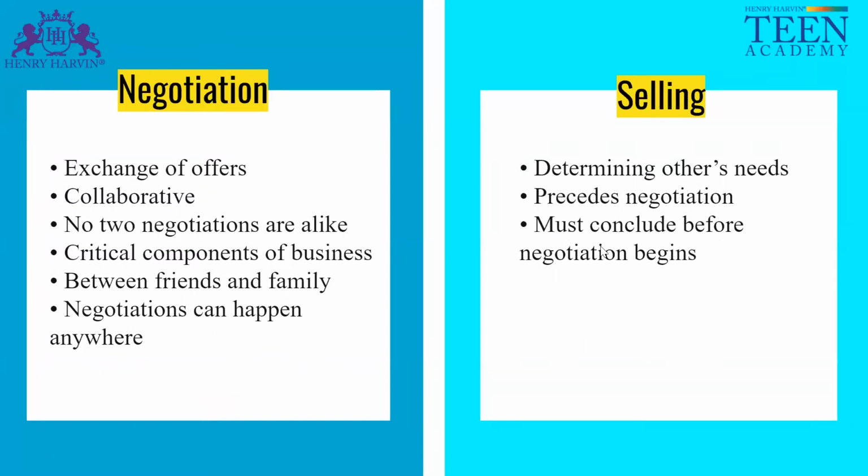So what do you think when we say must conclude before negotiation begins? How are you going to comprehend the sentence? Determining others' needs precedes negotiation, must conclude before negotiation begins. So what do you mean by selling has to conclude before the negotiation actually starts? So basically it is about the interest. If you are interested in buying the painting, then you decide to make a purchase, right? So basically I need to sell it to you without the actual monetary aspects involved here.